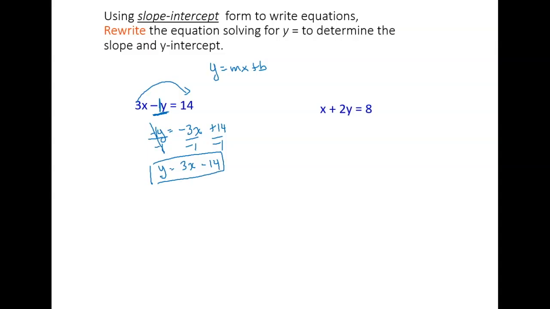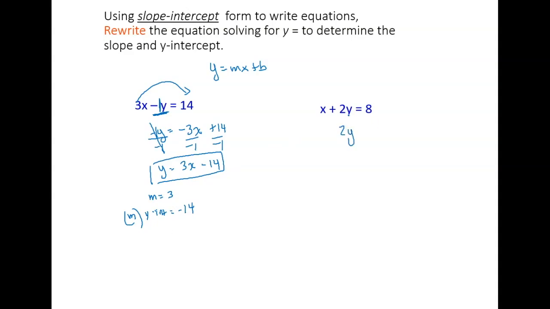So this is my slope-intercept form. So that means my slope is 3, and my y-intercept is -14. So I had to rearrange to find that. You could also say just m is 3 and b is -14.